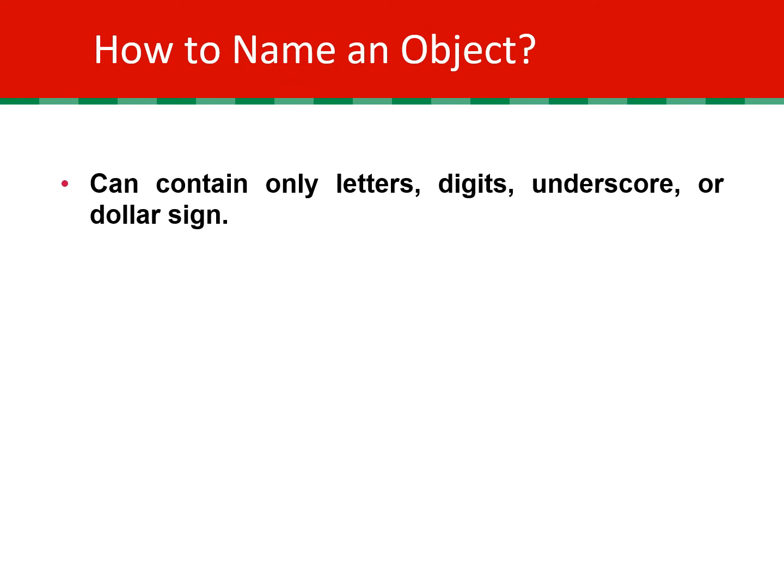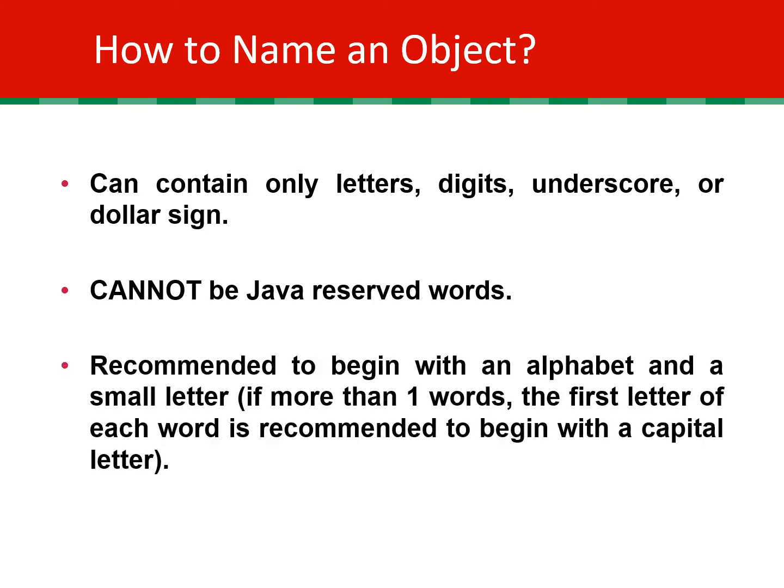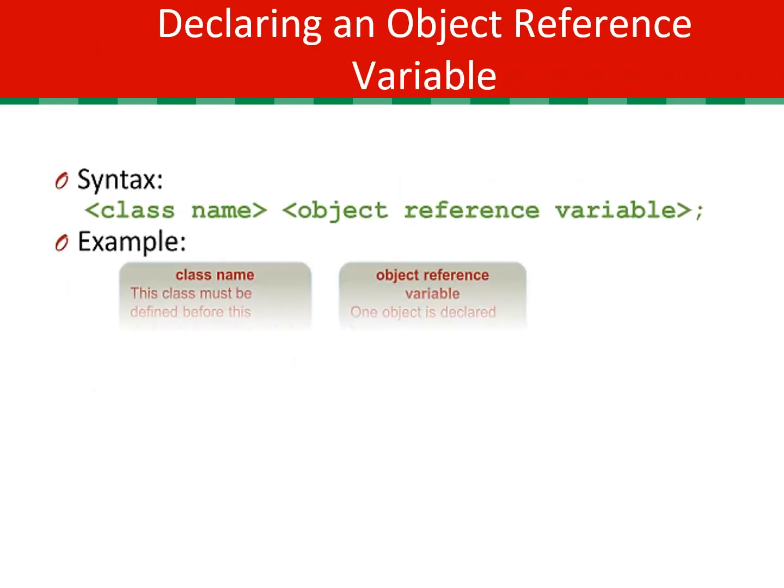Now that you have a class, when you run it, you can create objects. The way that you give a name to an object: you can have letters, digits, numbers, underscores, and dollar sign. You cannot use a reserved word, and it is recommended to begin with an alphabet and a small letter. That's the best practice in giving a name to the object. Let's start with a small letter.